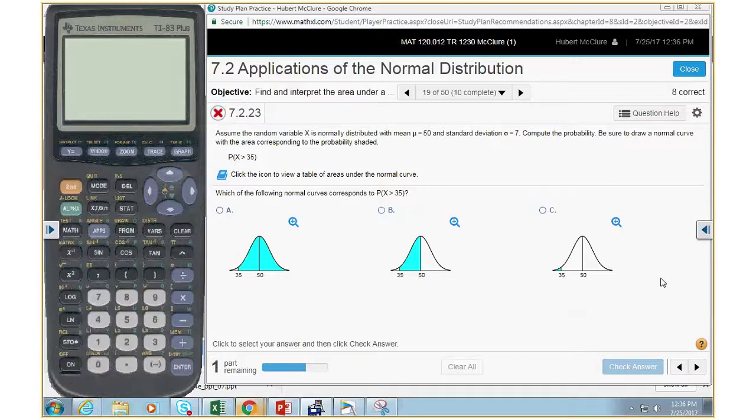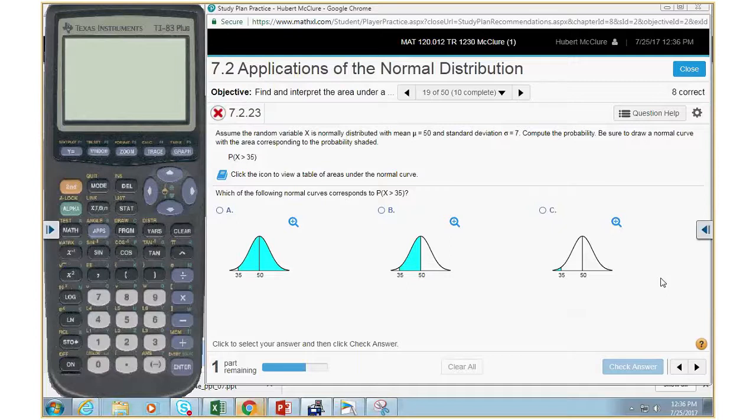Assume the random variable x is normally distributed with a mean of 50 and a standard deviation of 7. Compute the probability. Be sure to draw the normal curve with the area corresponding to the probability shaded.